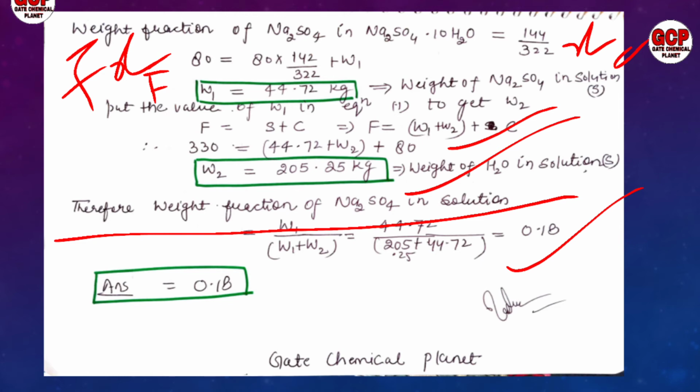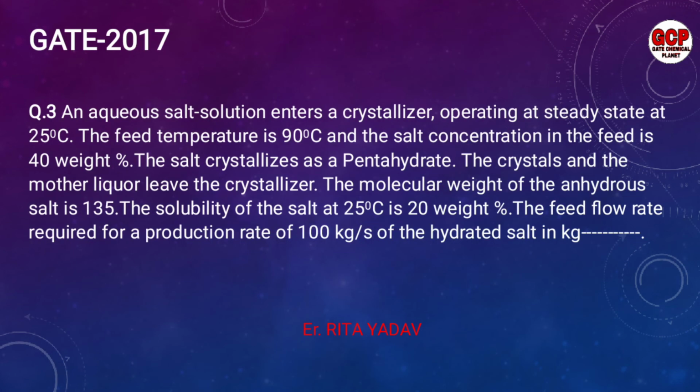Now we will move on to the next question, which is from GATE 2017. The question is: an aqueous salt solution enters a crystallizer operating at steady state at 25 degrees Celsius. The feed temperature is 90 degrees Celsius. The temperature of the feed is given as 90 degrees Celsius.